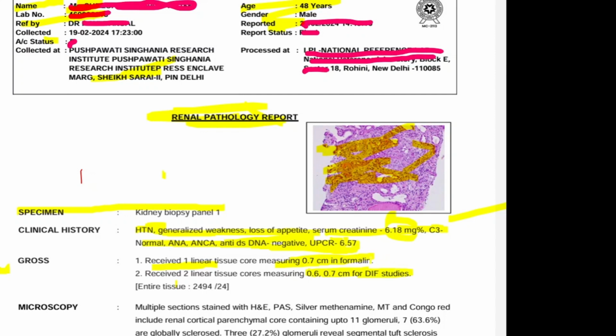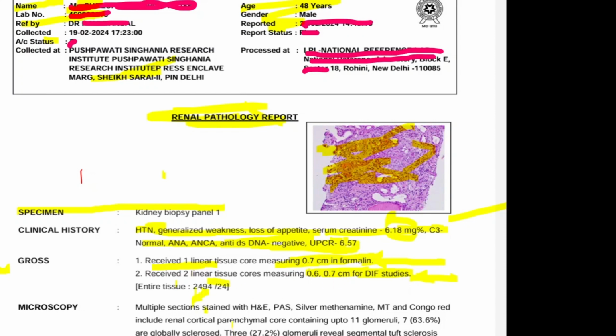Formalin is nothing but a preservative. You take the sample in the hospital and send it to the pathology lab. Till that time the tissue should not be damaged. For that they use a preservative. To check in the light microscope, you need formalin. To check in immunofluorescence, you can use even normal saline. Okay, these are all the basic details we have got.